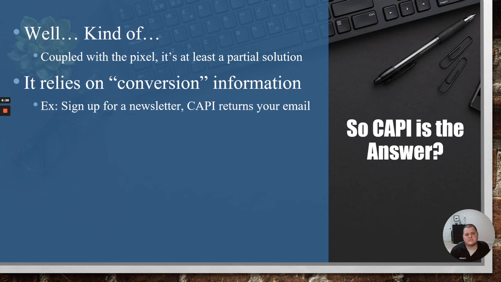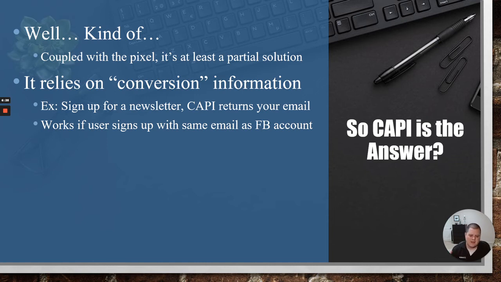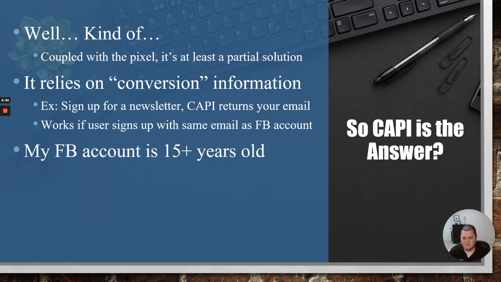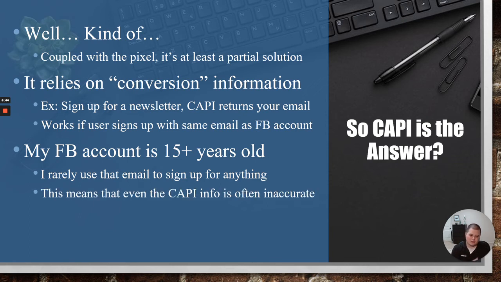That's a conversion. Well, that works great if the user entered their email address, johndoe at example.com, and it's the same email address that they have in their Facebook profile. You already see a problem with that? Well, my Facebook account is more than 15 years old. And it's an old Yahoo account that I rarely use to sign up for literally anything. So that means that the conversion API information is often inaccurate. And there's some other downsides to it as well.